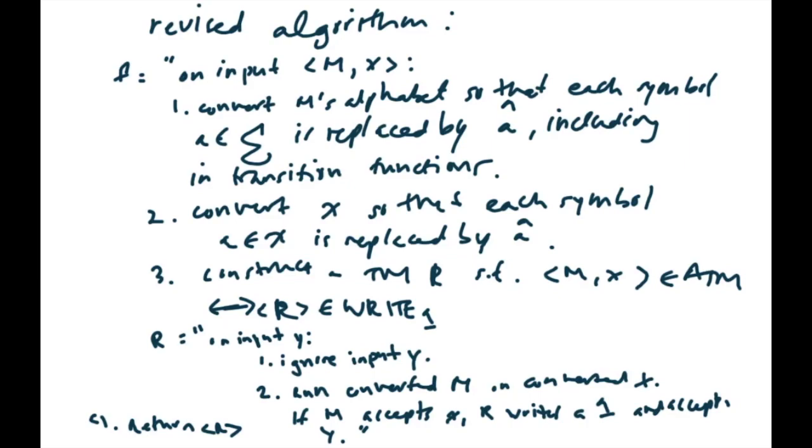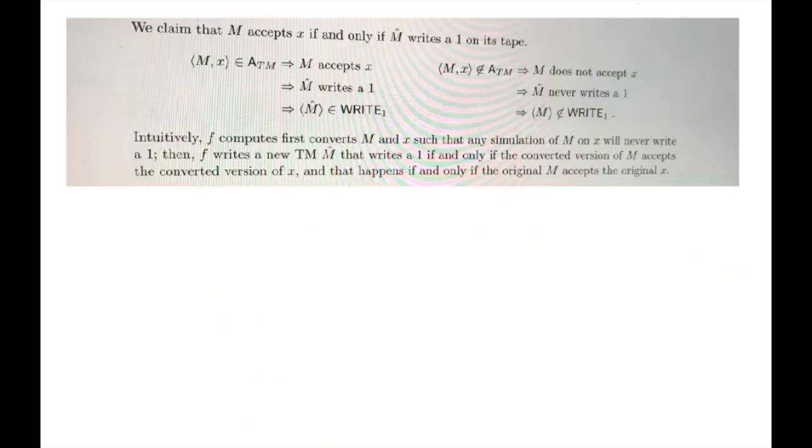from the other computation. So when we replace the symbols, we're making sure that there's only a 1 on the tape if M had accepted X, because R is just going to run the converted machine M on the converted X. So this is our proof that M accepts X if and only if R writes a 1 on its tape.